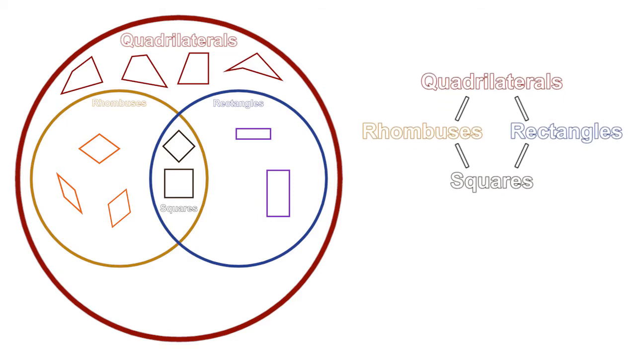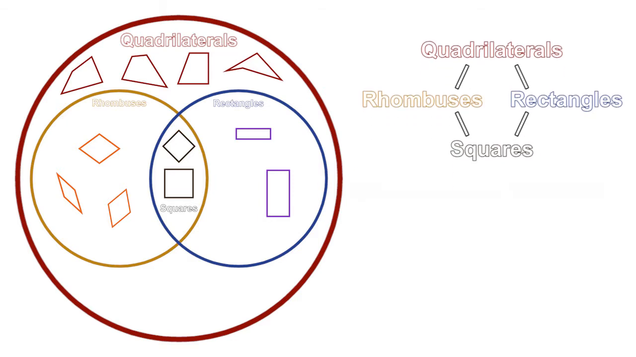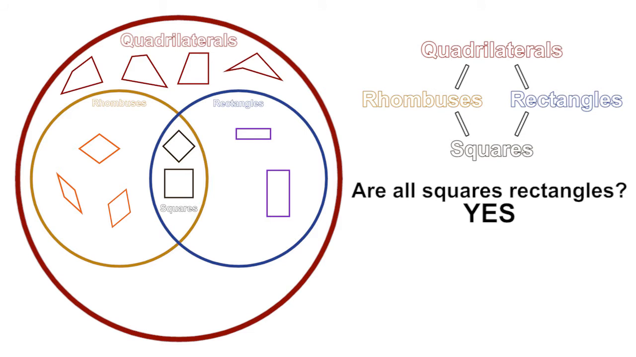Let's use the diagram to answer a couple questions. Are all squares rectangles? The answer is yes. Looking at the concentric diagram, the squares are included inside the rectangles. So yes, because a rectangle has two sets of parallel sides and four right angles.